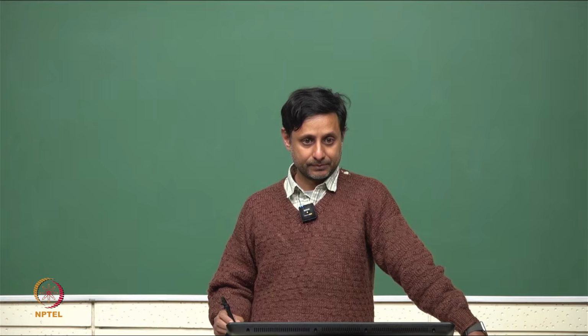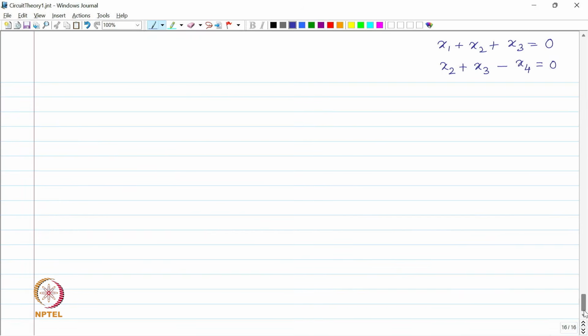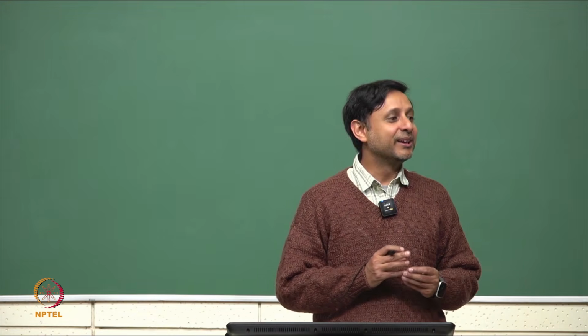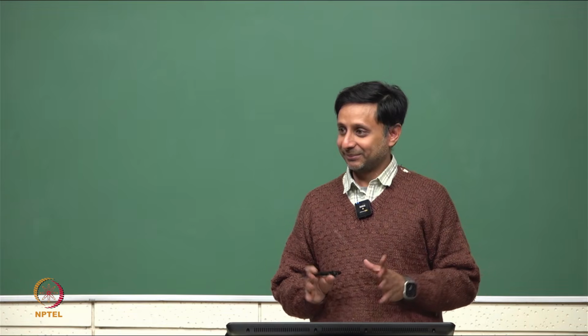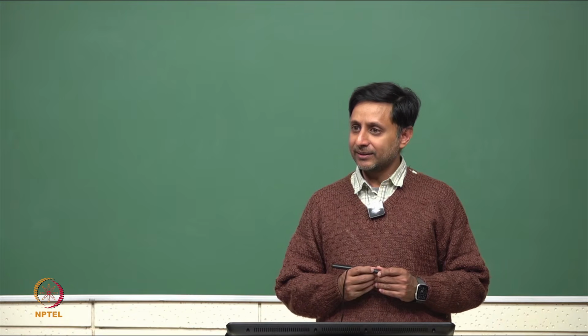Fine. So, to get the linearly independent KVLs, this is what you have to do. You are not happy? You are happy, or is this too much work just to find out all the linearly independent? We will have easier methods, do not worry. For now, this is the method. Okay. This is understood so far?